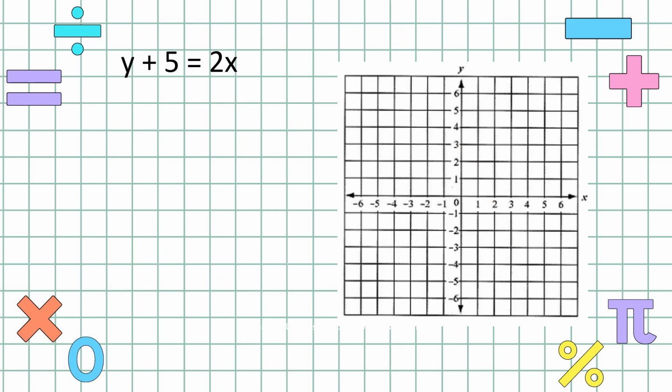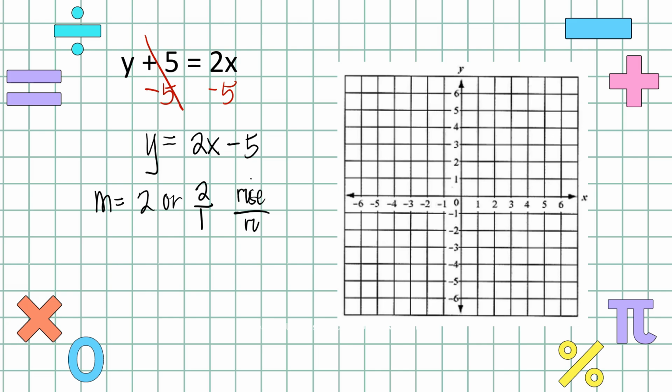For our second example, we have y plus 5 equals 2x. Again, we need to set aside the y on the left side and the rest on the other side. So we need to remove the 5 here by adding negative 5 on both sides. So we can cancel this and we will be left with y equals 2x minus 5, or plus negative 5, which tells us that our slope is 2, or that is also 2 over 1, which means 2 is our rise and 1 represents the number of units to run. And then b is negative 5, which gives us the y-intercept, which is (0, negative 5).